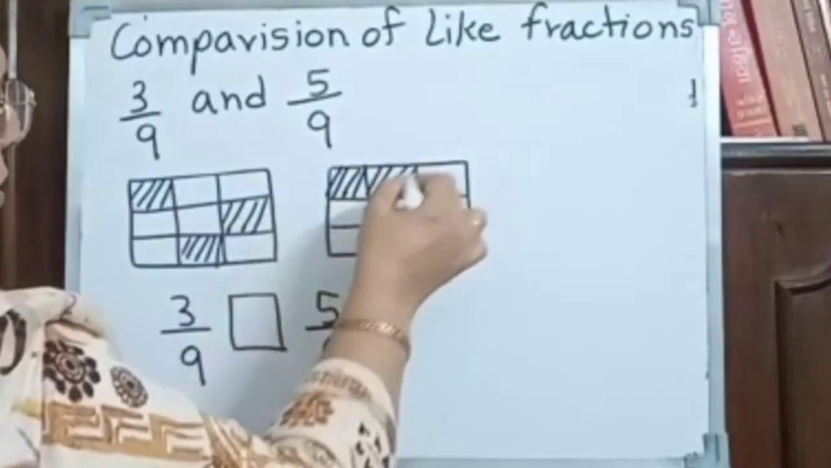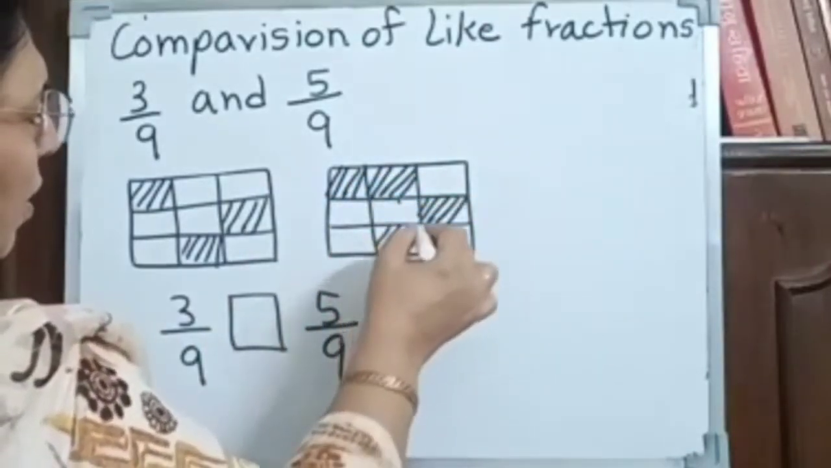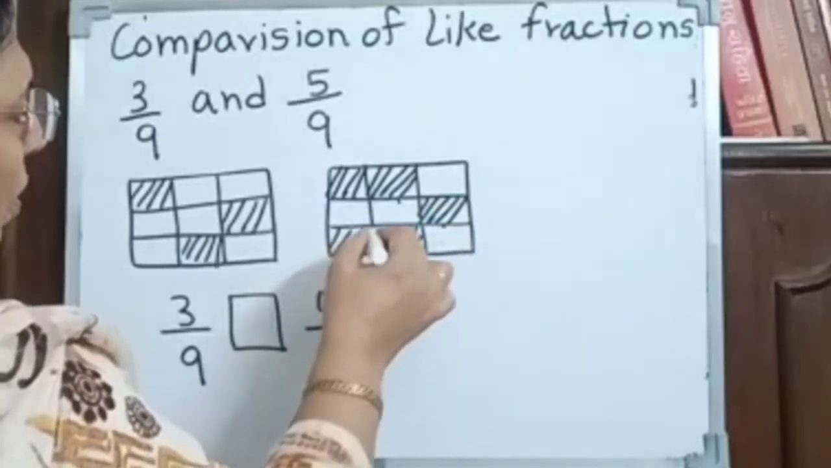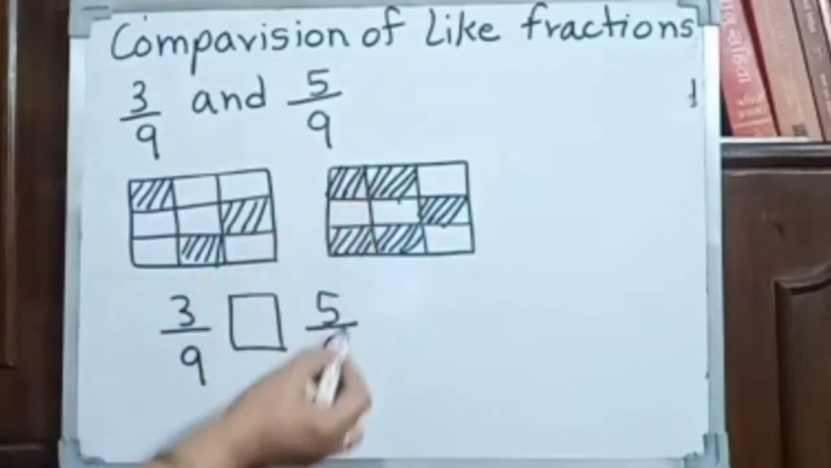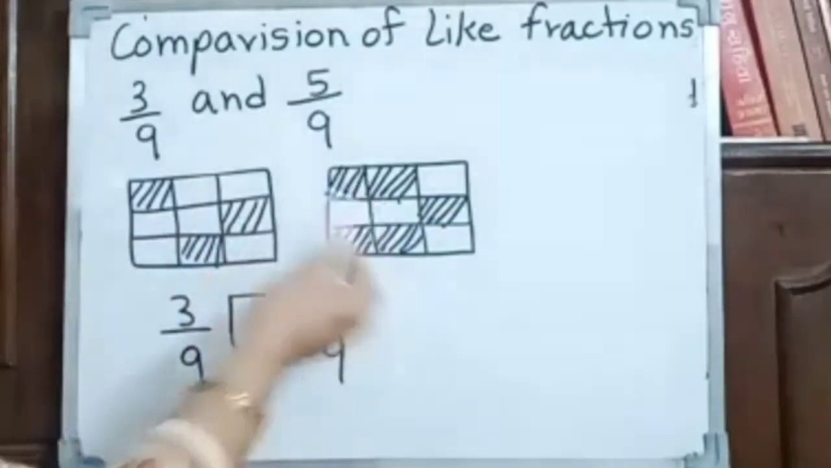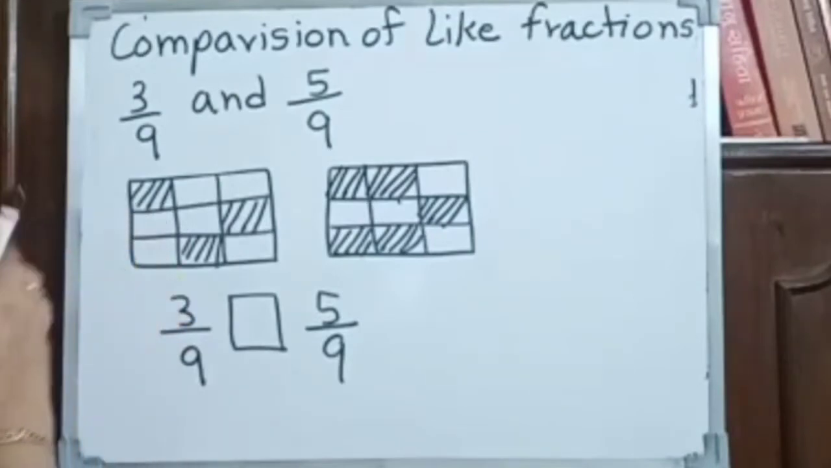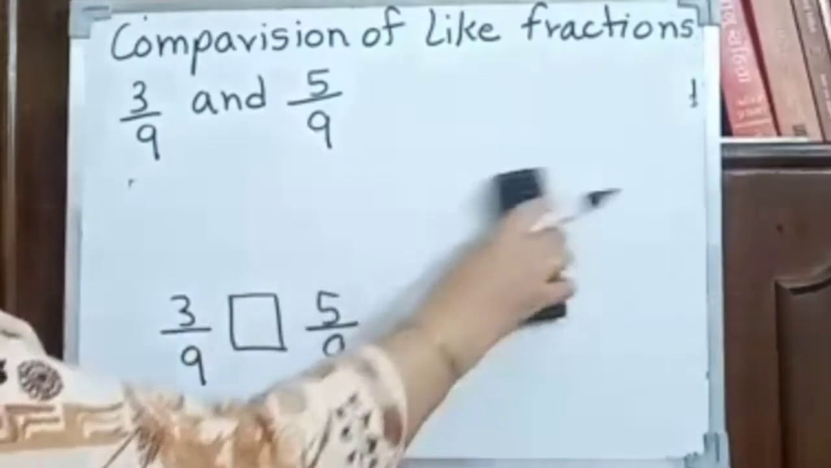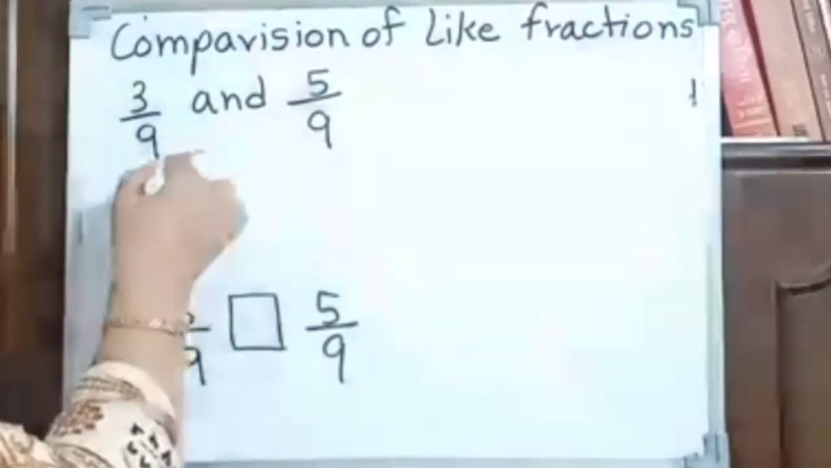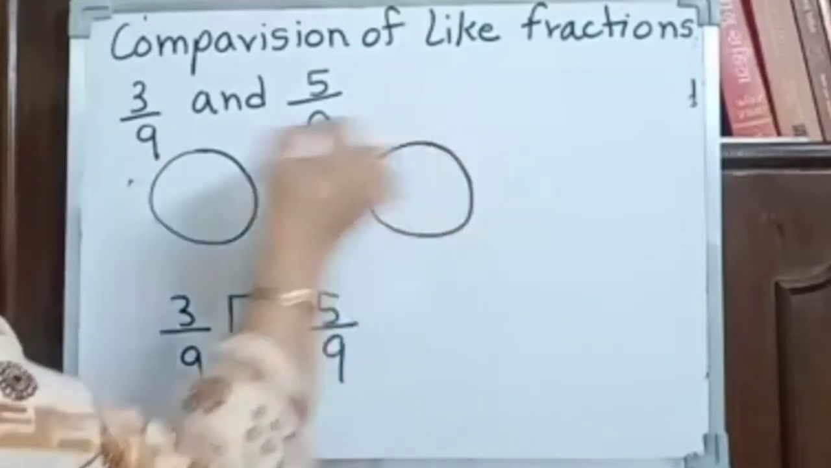1, 2, 3, 4, 5. Now here we have 3 upon 9 and here we have 5 upon 9. Now which part is the bigger one? You compare this. Again I am making it like 3 upon 9 and 5 upon 9.